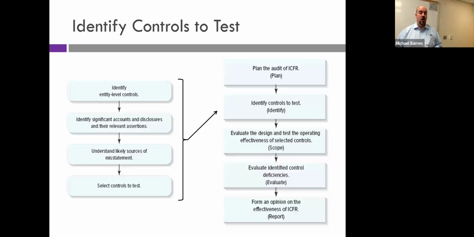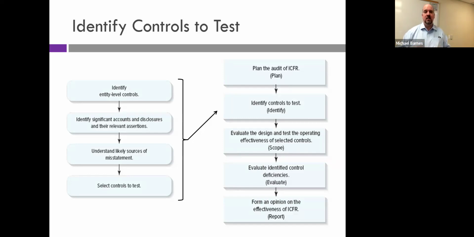Once we've done that, we need to understand what are the likely sources of misstatement? What are the areas that can create problems in the financial statements or with financial reporting? And then we're going to select the controls to test based on that. This goes back into alignment with that idea of the control sequence. Remember, the control sequence tells us that we start with identification of risk and the management assertion. Then we identify what the controls are that the client has put in place. And this is where we determine how do we test those controls.